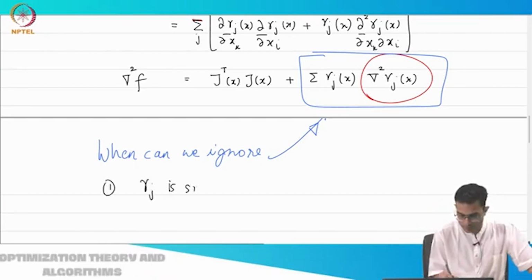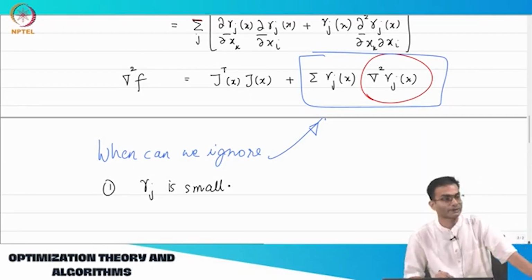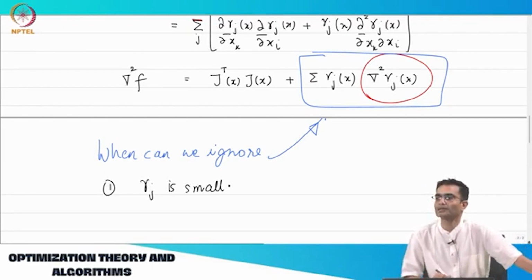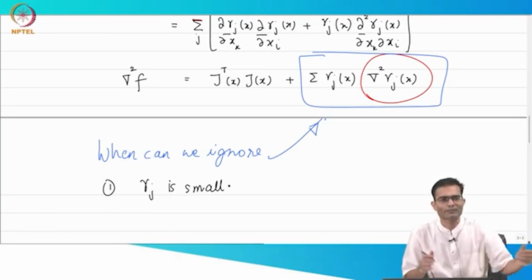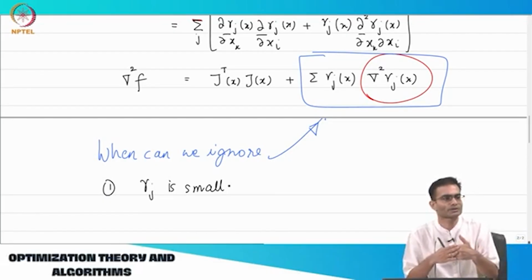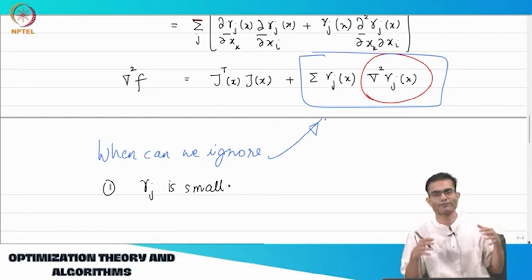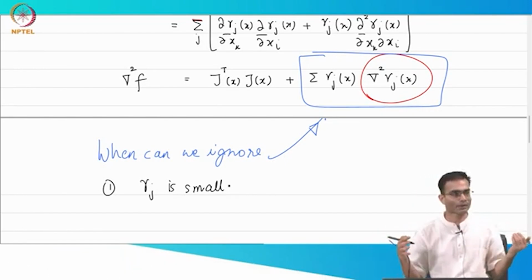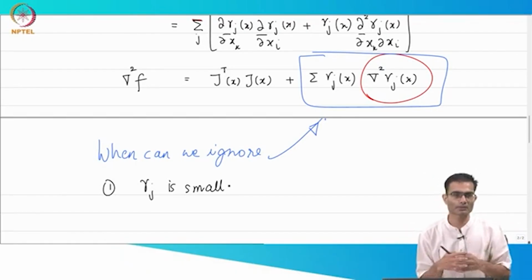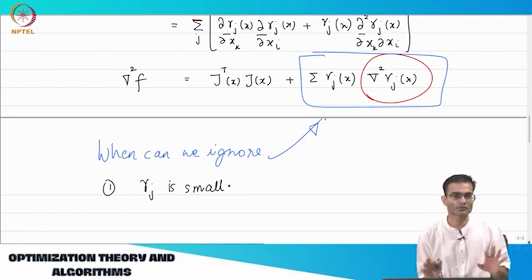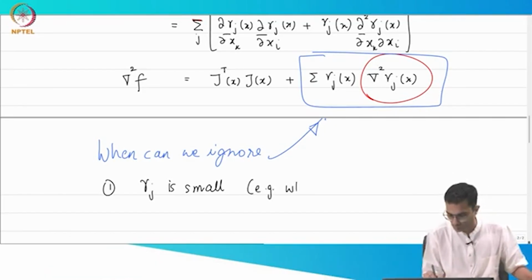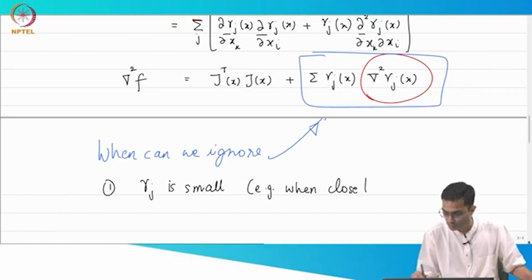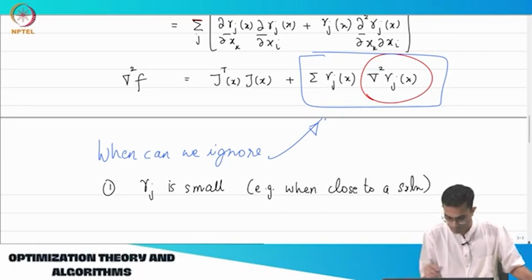So supposing r_j is small, that is one possibility. If r_j is small, again, in plain English, what would that mean? I'm somewhat near the solution. If I'm near the solution, the residual is going to be low. So if I think of this as an iterative process and I'm arriving close to my solution, r_j is going to be small. That doesn't necessarily say anything about the Jacobian. Jacobian is going to be whatever, right? So r_j is small, for example, when close to a solution. Okay, very good.